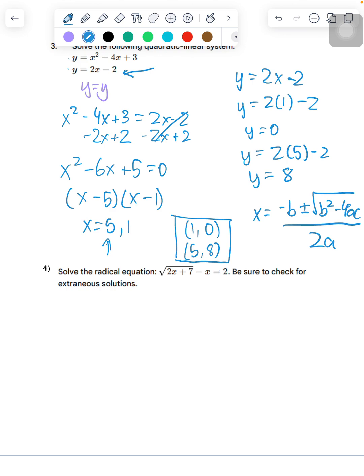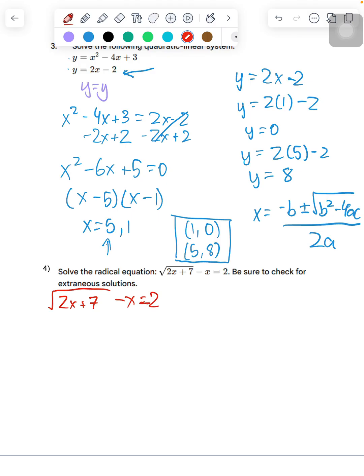Now let's look at the radicals. Let's see how to solve the radicals. First thing, I want to get rid of the radical. I'm going to rewrite the problem here in a different color: the square root of 2x plus 7 minus x equals 2.